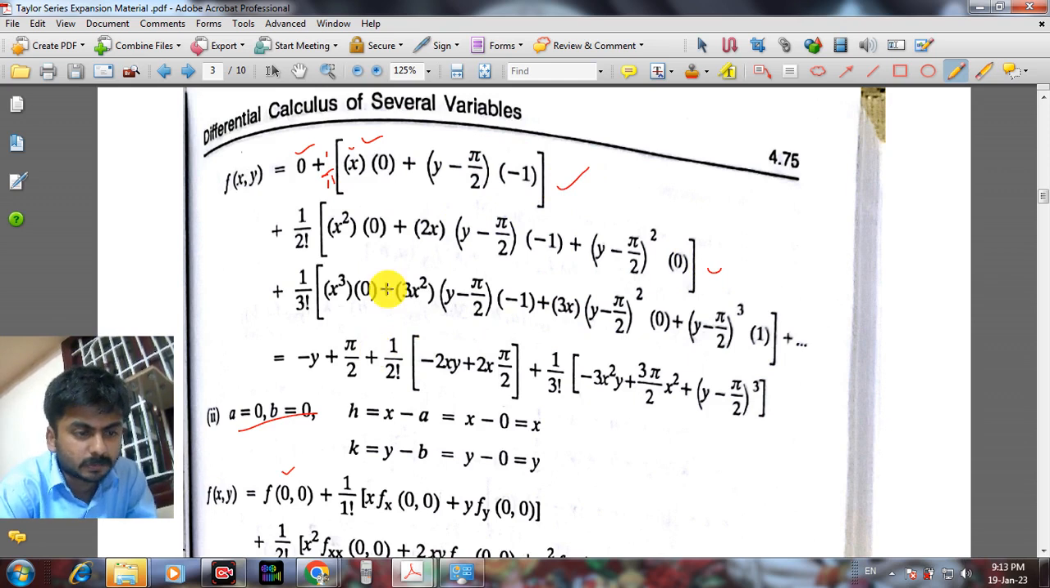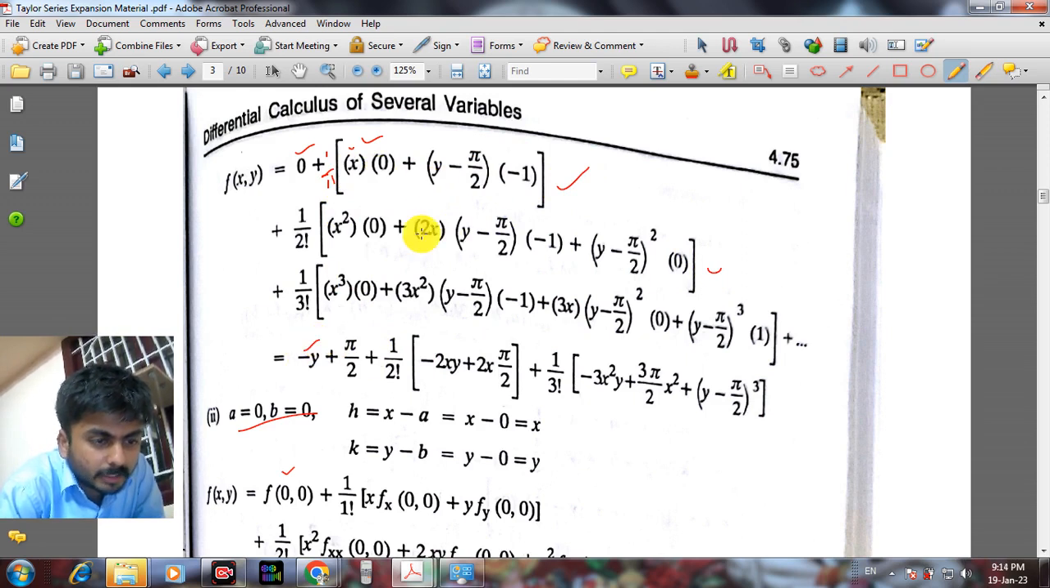Now we want to expand it. So what is our expansion? We are getting x into 0 is 0, y into minus 1 is minus y, minus pi by 2 into minus 1 is plus pi by 2. Then 1 by 2 factorial into this term: x square into 0 is 0, 2xy minus 2x pi by 2 into minus 1, so minus into minus is plus. 2 factorial is taken outside, so 2 and 2 will get cancelled.